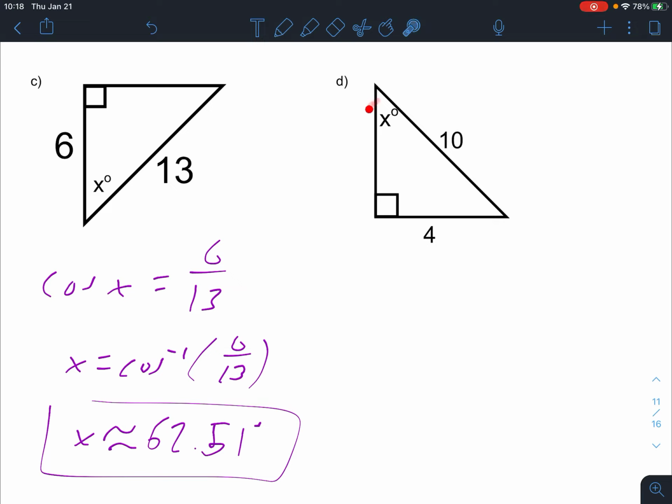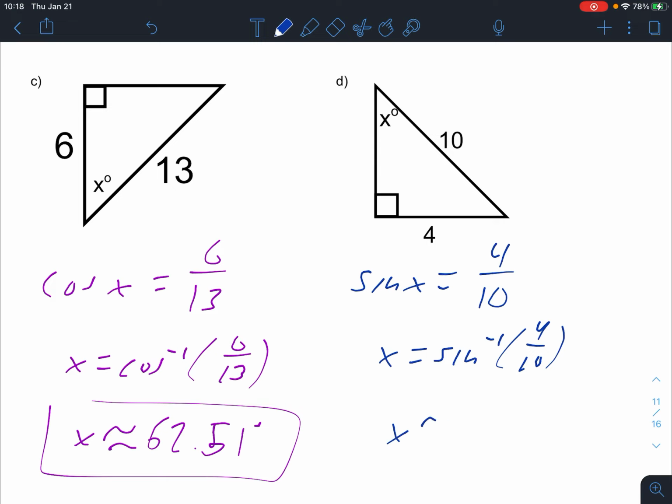And part D here, we have x, and then opposite leg and hypotenuse. So that would be the sine of x equals opposite leg over hypotenuse. So x equals the sine inverse of 4 over 10. So x is approximately 23.58.